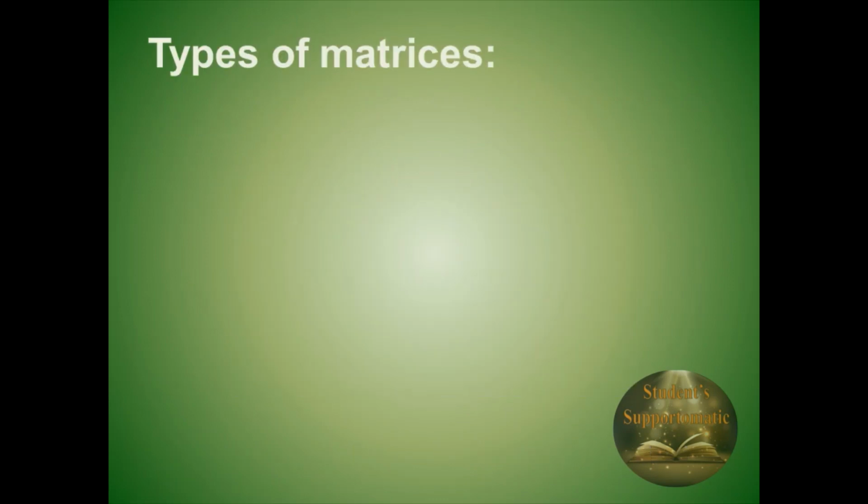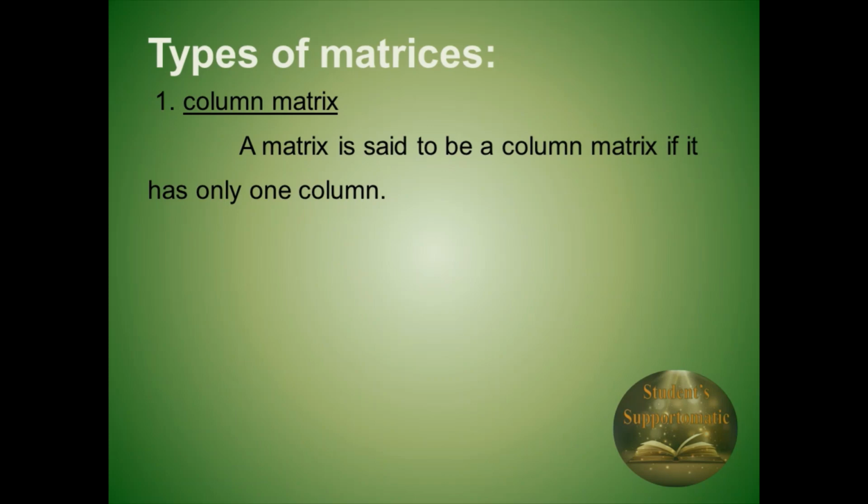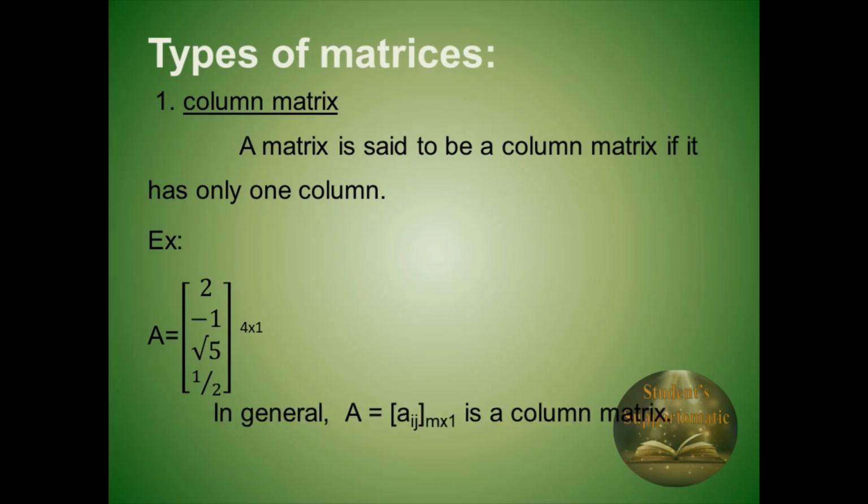Next we'll go for types of matrices. First type is a column matrix. A matrix is said to be a column matrix if it has only one column. For example, see here: it has only one column, 2, minus 1, root 5, 1 by 2. So this is a column matrix having only one column.